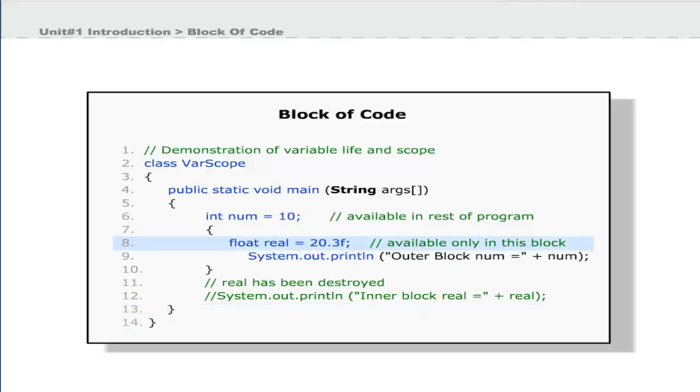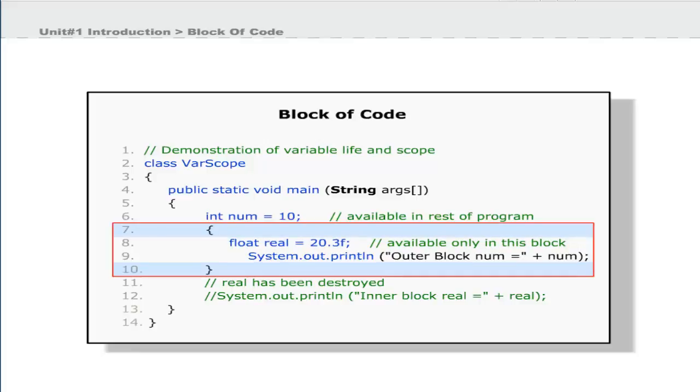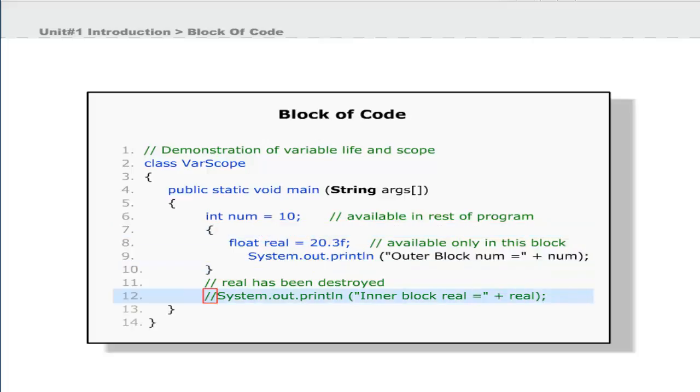At line 8, a float variable has been declared. Since this is inside the block that starts at line 7 and ends at line 10, and as this block is exited at line 10, this variable is destroyed. If you remove the double forward slashes of line 12, the program will generate a compilation error because you are trying to access a variable that has been destroyed when its block was exited at line 10.